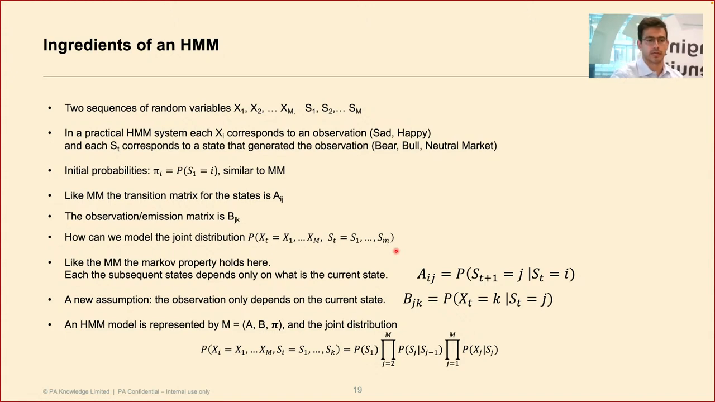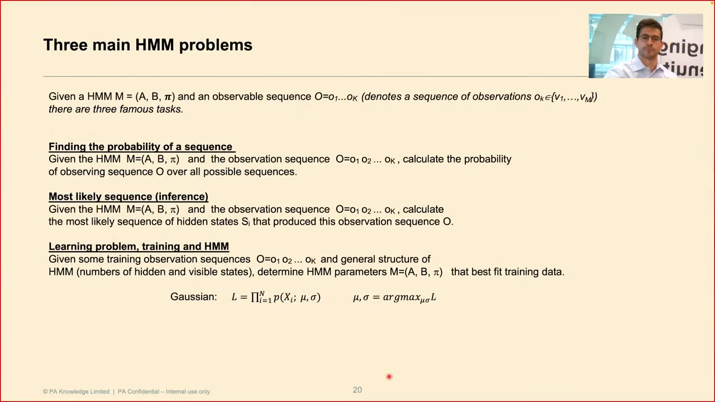Last but not least, in general, a hidden Markov model will be represented by this notation here: M equals the three main components of the hidden Markov model, A, B, and Pi. And the joint distribution will be given to us by the right part of the equation here. We're not going to prove that here, but if you break it down to its components, apply the chain rule, and accept the first Markov property and the second hidden Markov property assumption, you will be able to arrive at that result. Maybe an exercise for home.